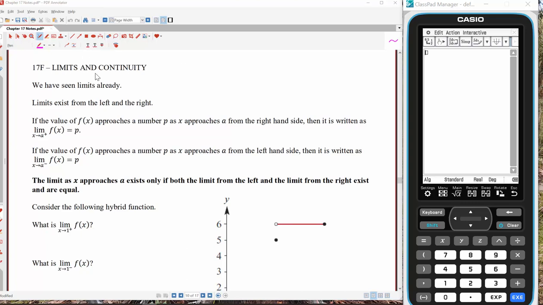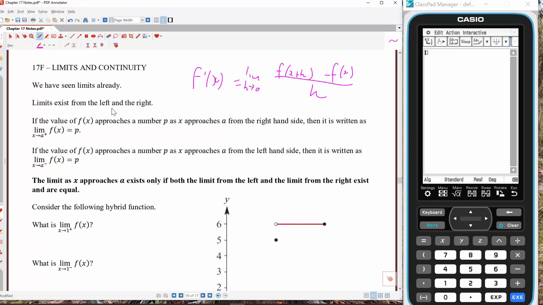Today we'll look at limits and continuity. We've seen limits already. If you recall, we were finding f'(x) with first principles by doing the limit as h approaches 0, f of x plus h, take away f of x, over h. So what we were doing is limiting that h value, getting it to tend towards 0. It's a similar idea for this particular section of the course.